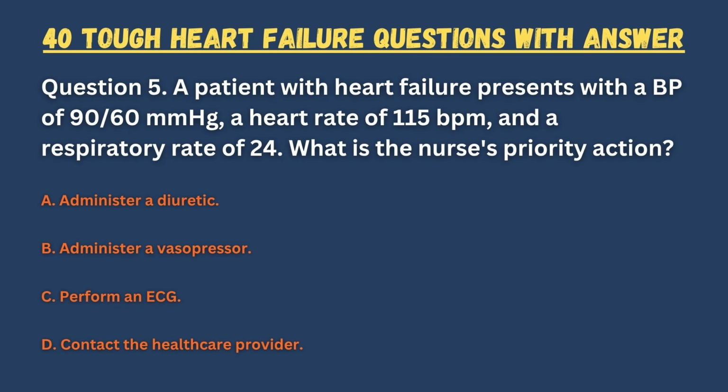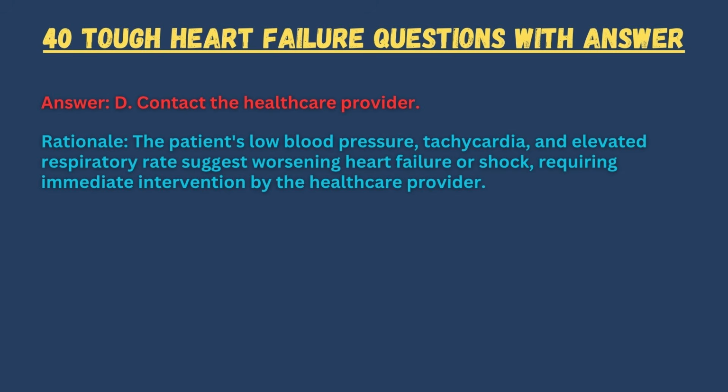Question 5. A patient with heart failure presents with a BP of 90 over 60 millimeters of mercury, a heart rate of 115 BPM, and a respiratory rate of 24. What is the nurse's priority action? A. Administer a diuretic. B. Administer a vasopressor. C. Perform an ECG. D. Contact the healthcare provider. Answer: D. Contact the healthcare provider. Rationale: the patient's low blood pressure, tachycardia, and elevated respiratory rate suggest worsening heart failure or shock, requiring immediate intervention by the healthcare provider.